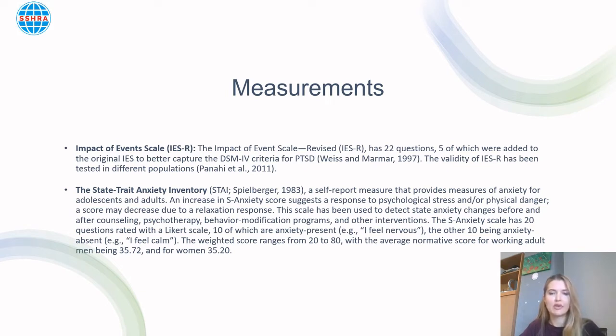the EMDR therapy. The State-Trait Anxiety Inventory scale has 20 questions rated with the Likert scale, 10 of which are anxiety present, such as "I feel nervous," and the other 10 being anxiety absent, such as "I feel calm." And the weighted score ranges from 20 to 80, with the average normative score for working adults, men 35, and for women 32. It's a healthy score. These people don't have any problem.